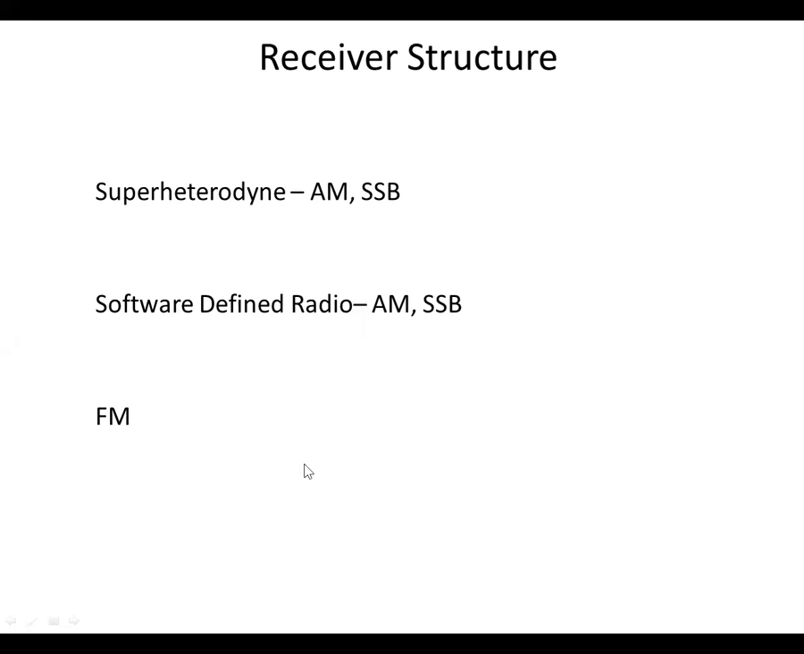So the receiver structure: we talked about transmitters, now we're looking at receivers. And there are three that we're going to take a look at. One's the superheterodyne, used most commonly with AM and single sideband. Then the latest, I guess you'd call it a revolution in technology, has been the software-defined radios. It also can do AM and single sideband. We'll look at that. And then the FM radios.